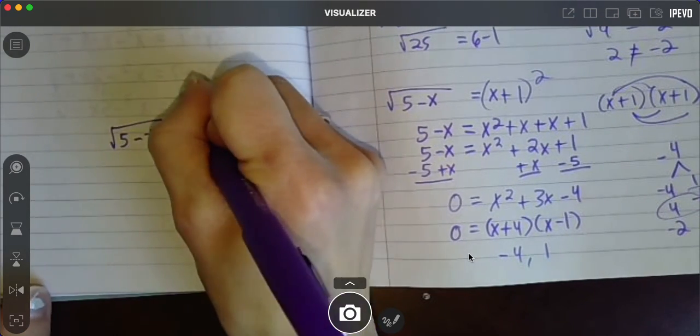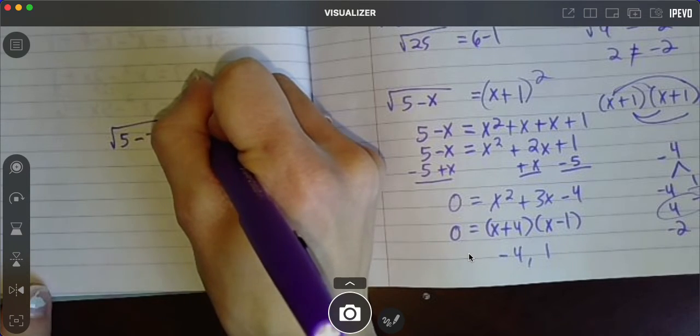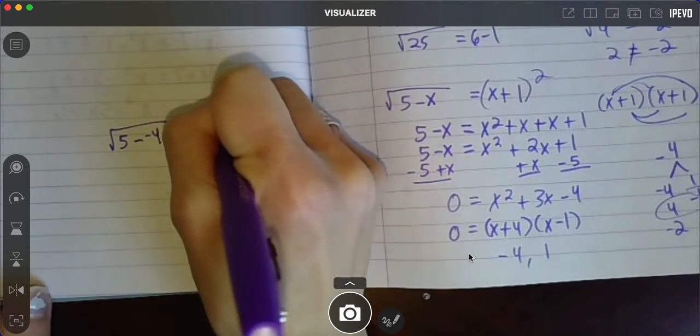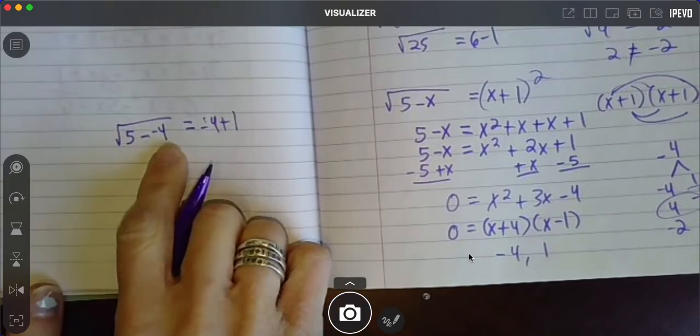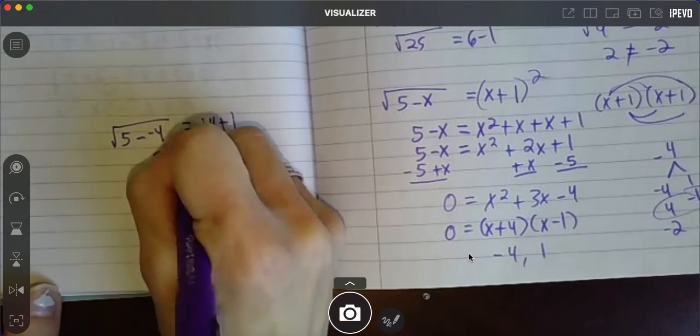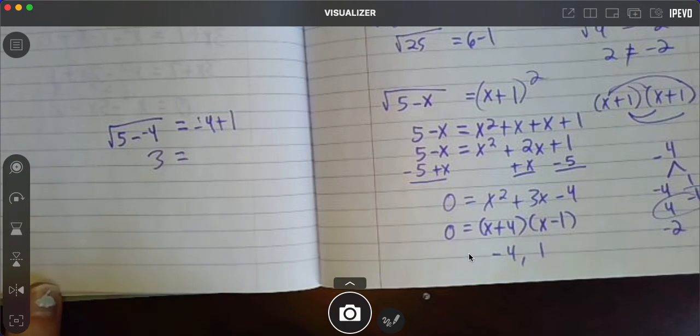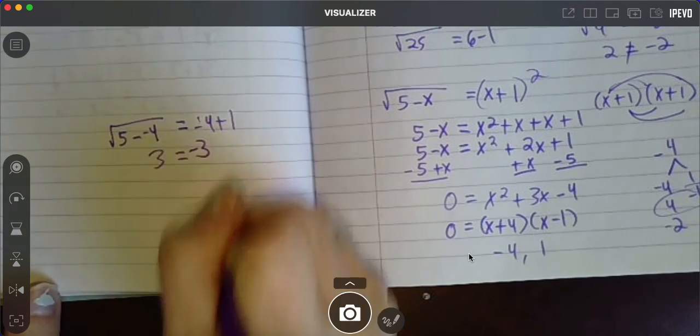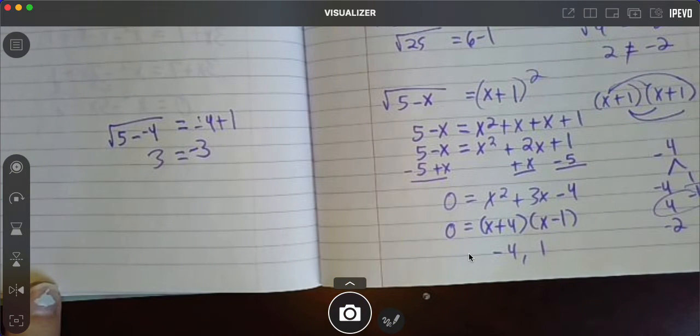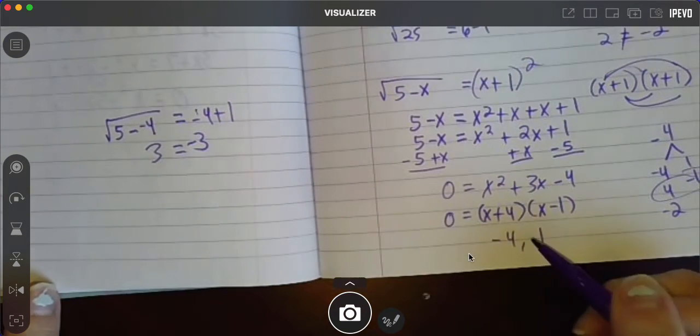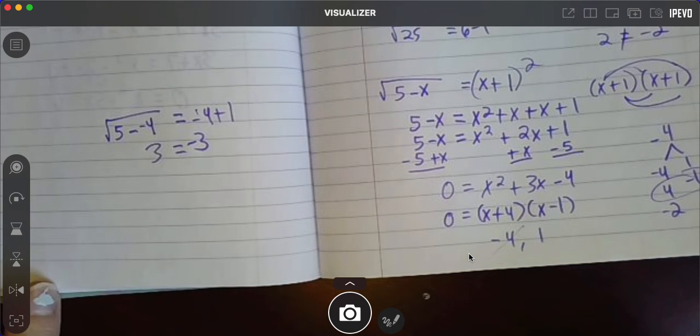Square root of 1 is x plus 1. Isn't that what's on the other side? Yeah, negative 4 plus 1. It's not equal to 1, so that's not right. So that's 9. Square root of 9 is 3. And what's negative 4 plus 1? Negative 3. Does that equal? It worked again for me. No. Okay. All right, now let me try the 1.